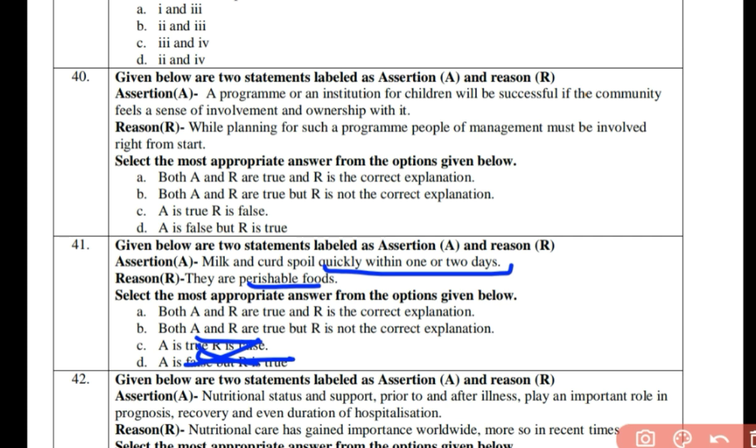Milk and curd, obviously they spoil within a day or two. But what is the reason? Is it because it is a perishable food, or is it because it is not a perishable food? Yes, obviously milk and curd are perishable foods. So both A and R are true and R is also the correct explanation. So option A is the right answer. So for question number 41, the right answer is option A. The explanation is also correct.